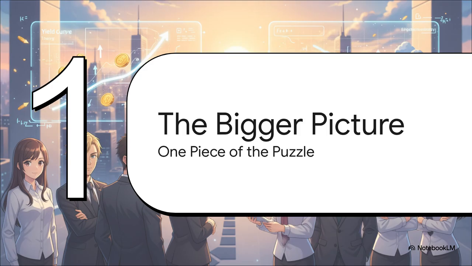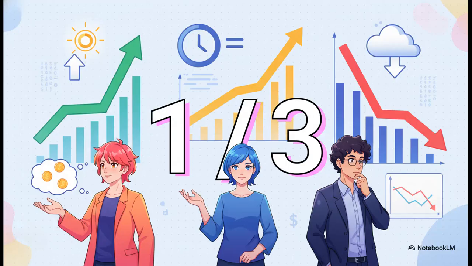But it's really important to put this into the proper context. The expectations theory is absolutely crucial, but it is not the whole story. You should think of it as one really important piece of a three-piece puzzle. It's one of three major theories that economists use together to get the full picture of why the yield curve looks the way it does.